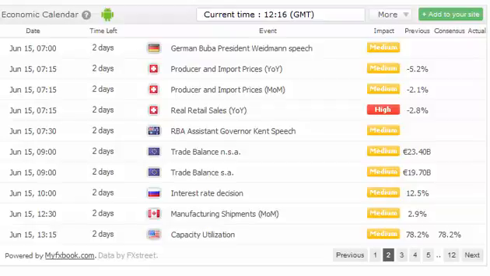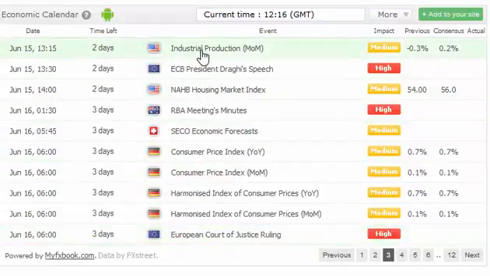The markets, as you can see, really don't have much in the calendar. There's trade balance on Monday. There is industrial production on Monday as well out of the U.S., which could move the markets. We have the RBA meeting minutes on Tuesday.